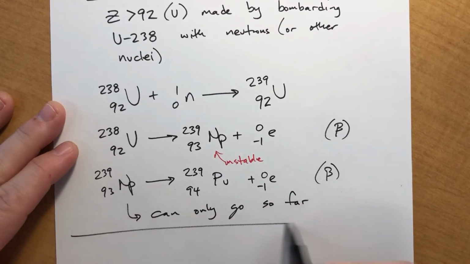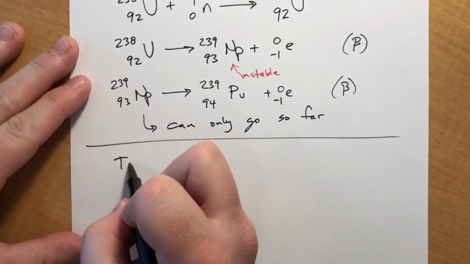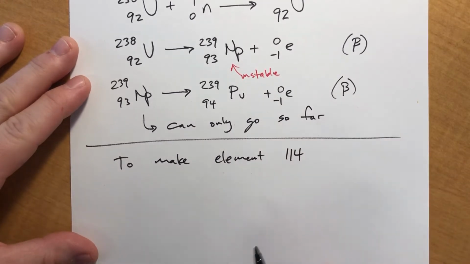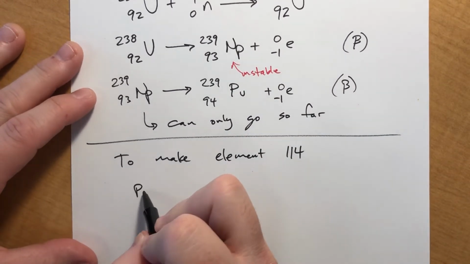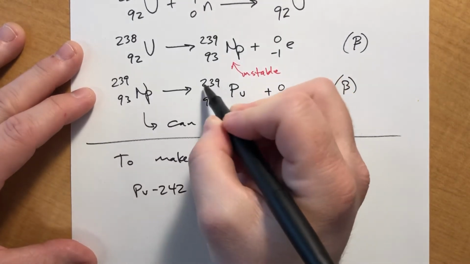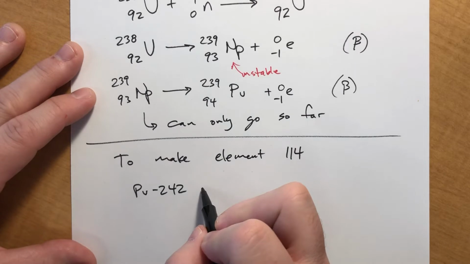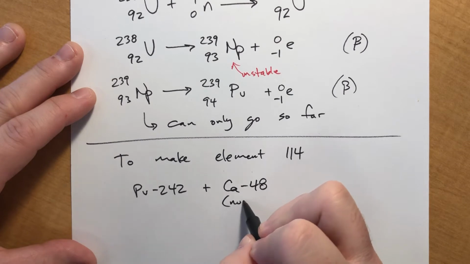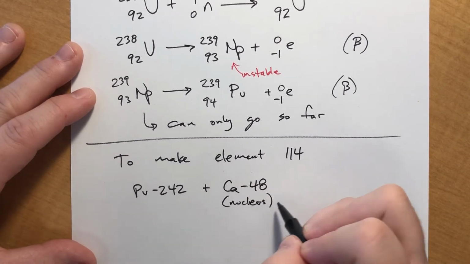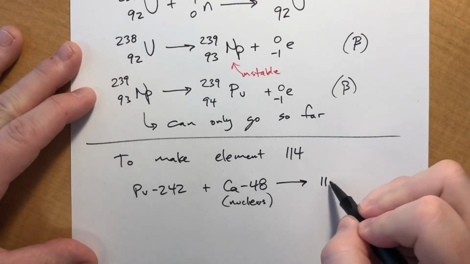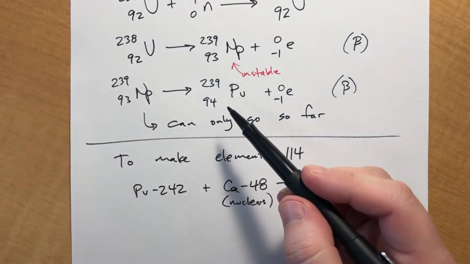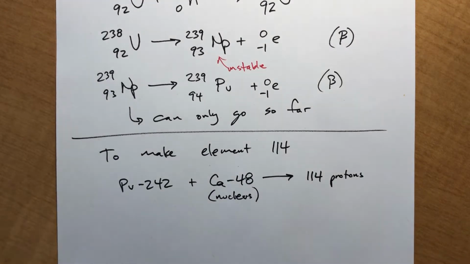So this isn't the only way to make this happen. To make element 114, literally what they've been doing is they've been taking plutonium-242, this number up here would be a 242, and they shoot a calcium nucleus at it, just the nucleus, which has a mass of 48. And what you end up with is something that has 114 protons. This is element 94, calcium is element 20. So basically the final result is 114 protons.